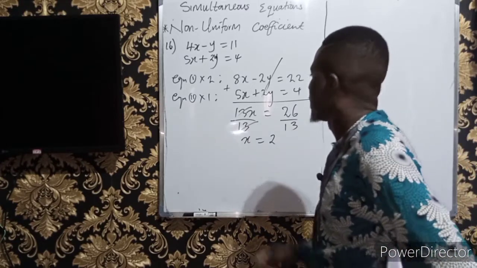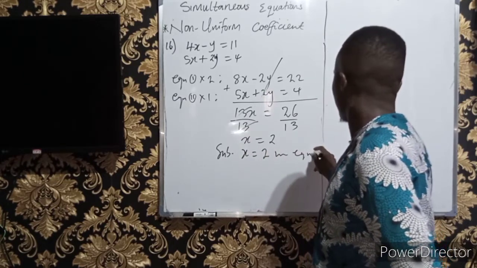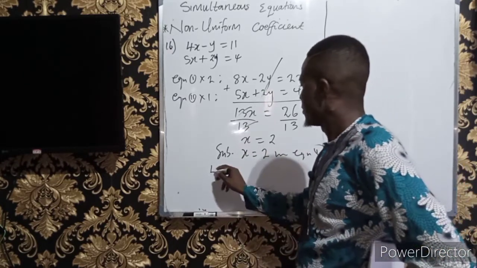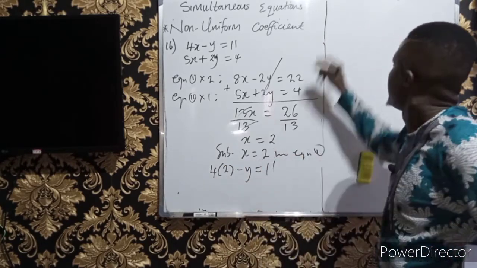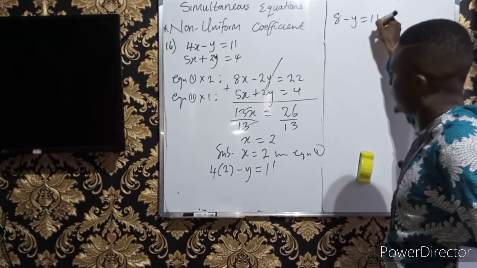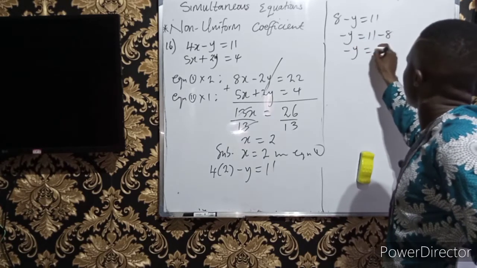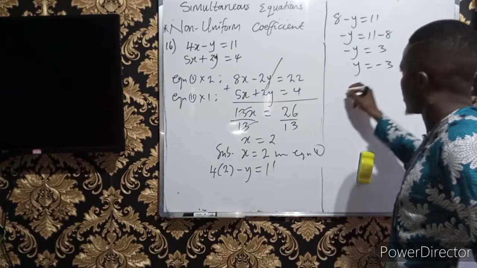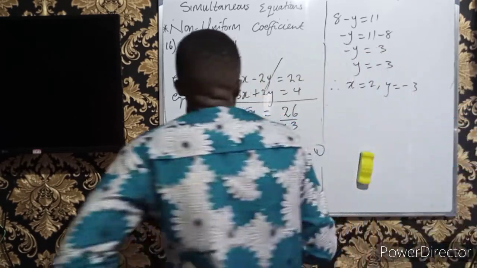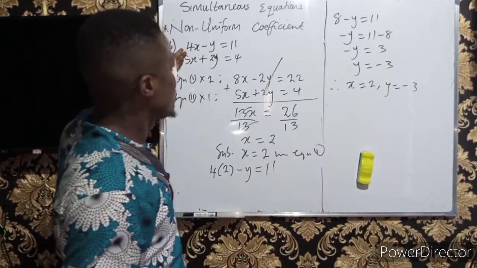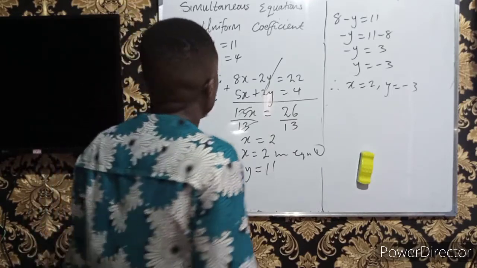Now having got 2 as x, I have to substitute x equal to 2 in, say, equation 1 to get the value of y. So I have 4 bracket 2 minus y is equal to 11. 4 times 2 is 8, minus y is 11. Minus y is 11 minus 8. Minus y is 3, so y is negative 3. Therefore, x is 2, y is negative 3. And if you test it in this equation, you see it's okay. 4 times 2 is 8, and 8 plus 3 is 11.